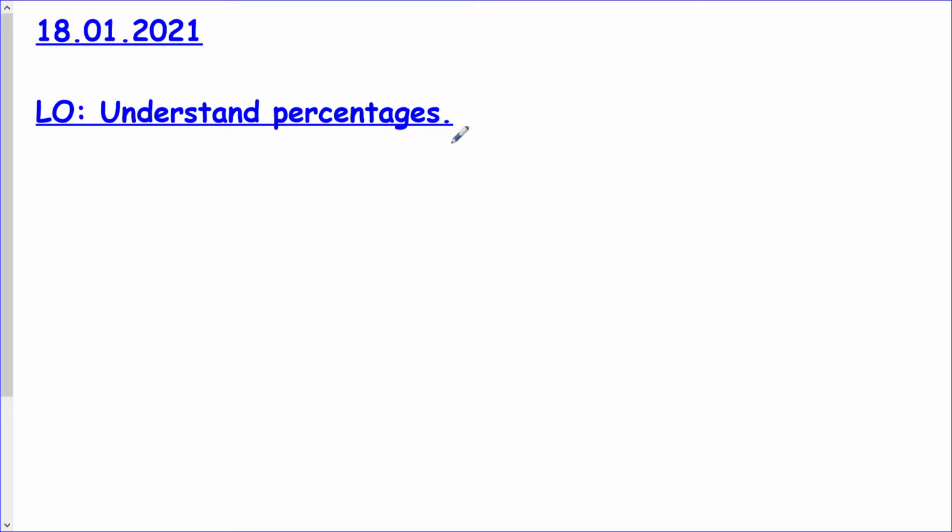Now you'll see that this week we are moving on to looking at percentages. We were looking at decimals last week and they nicely flow into percentages, so that's what we're starting to look at this week. So please will you pause the video now and copy down the date and LO into your maths books.